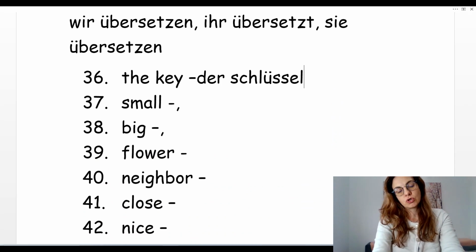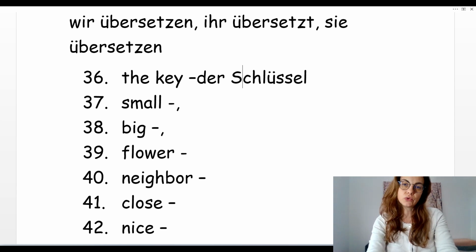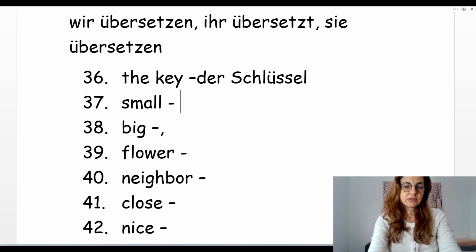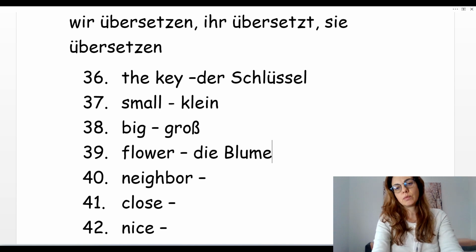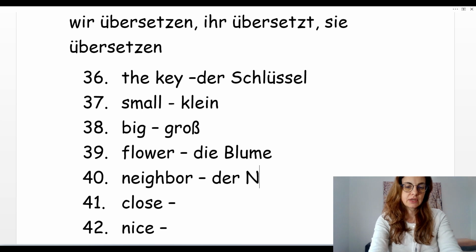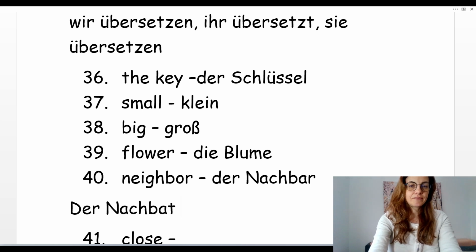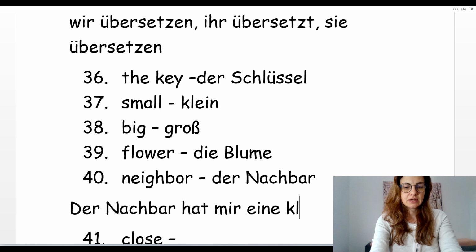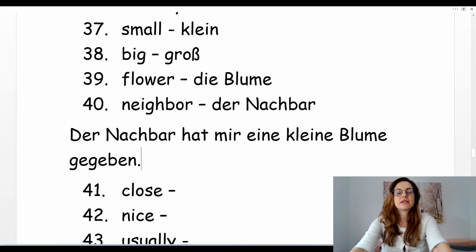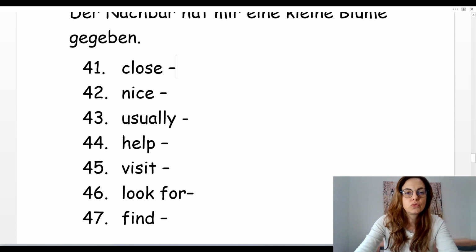The key, der Schlüssel. Small is klein, big is groß, flower is die Blume, neighbor is der Nachbar. So the neighbor gave me a small flower. Der Nachbar hat mir eine kleine Blume gegeben.